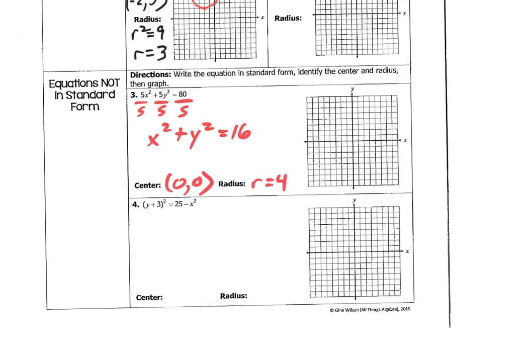4. So we're going to start at 0, 0. We're going to go right 4, up 4, left 4, down 4. And that would be our circle.